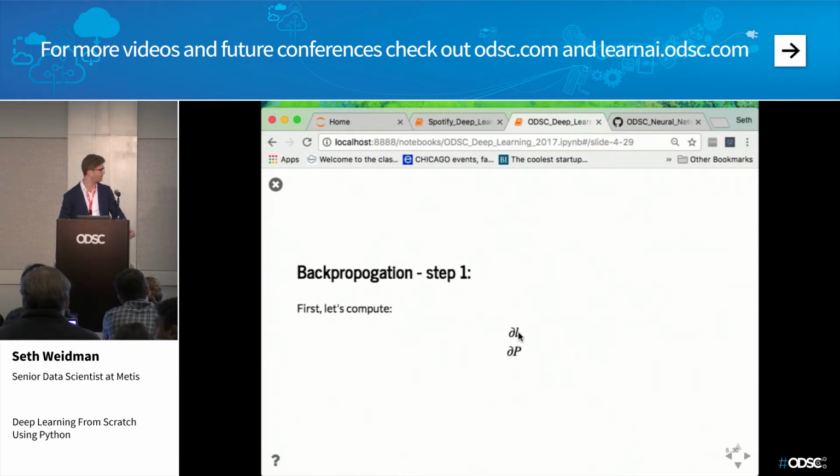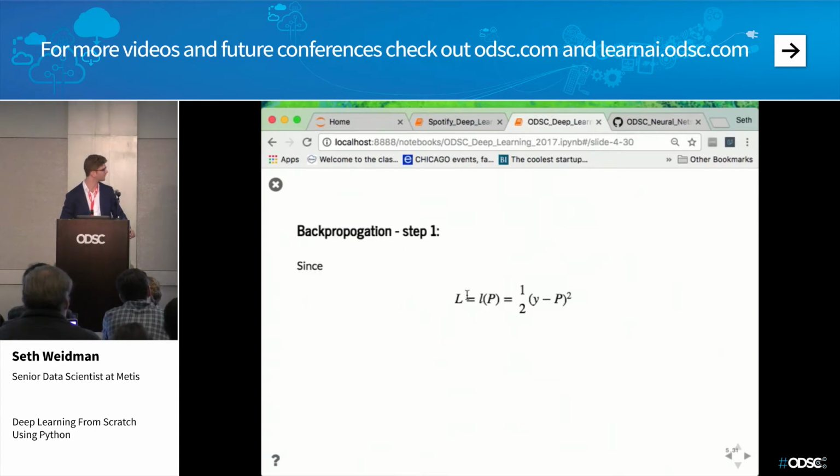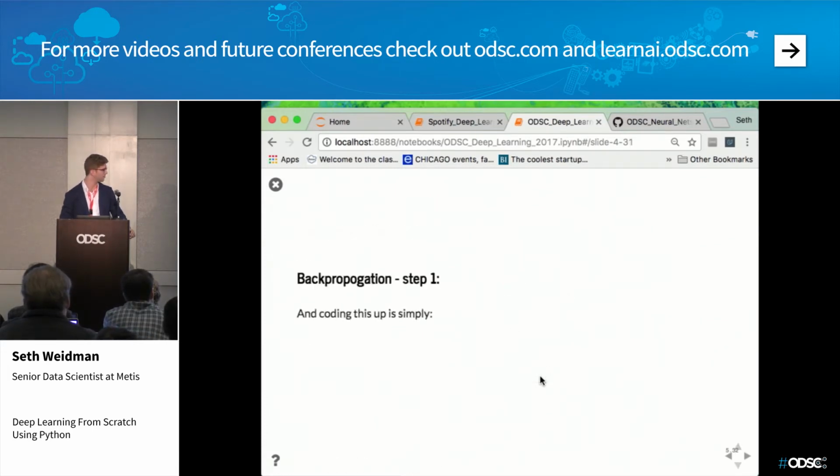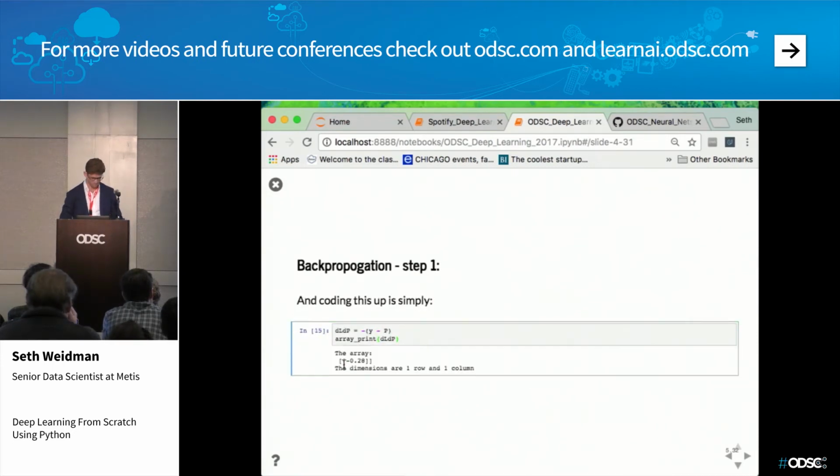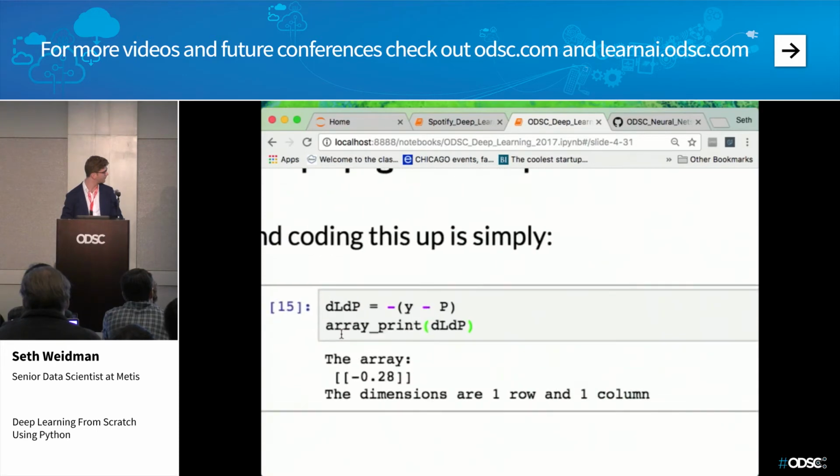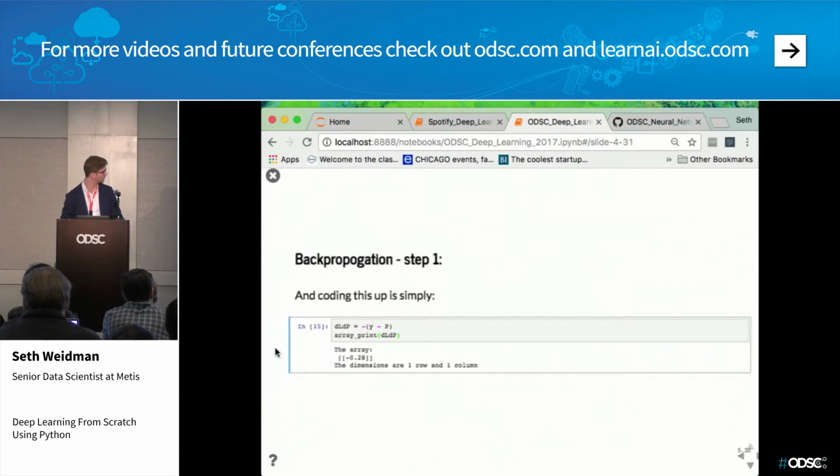So step 1 of backpropagation. We want to compute the partial derivative of our loss with respect to the prediction. Our loss was just that, and the partial derivative of that with respect to p is just negative y minus p, as it turns out. Coding that up is just that. There's our first partial derivative, just negative y minus p.